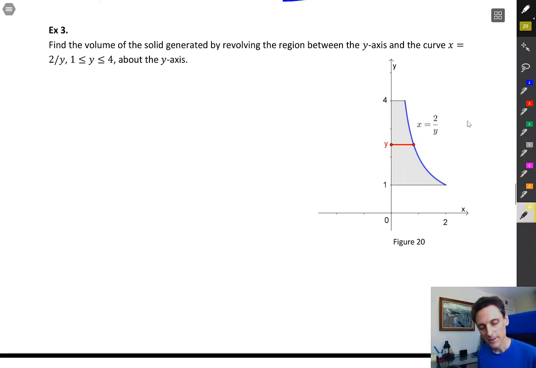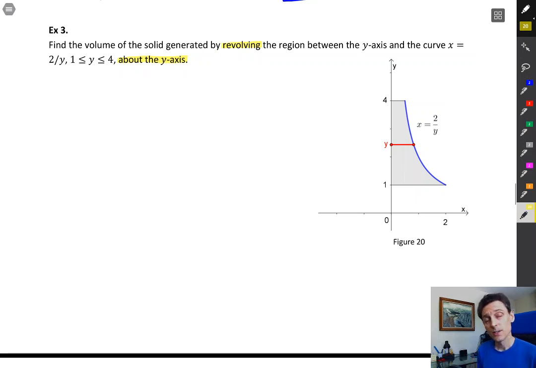But I want to point out the key words that you're going to be looking for with these examples. One of the key things that sticks out to me is that we're revolving the region about the y-axis. So that revolving is going to tell us something about what the cross sections are. What kind of cross sections are we going to be looking at here? If you said circular cross sections or discs or something like that, then that's correct.